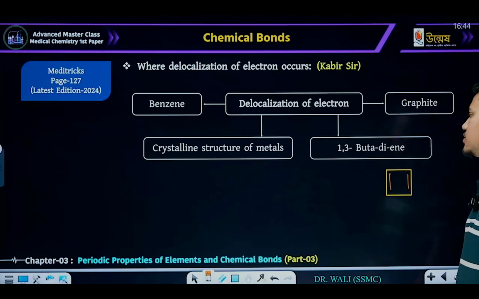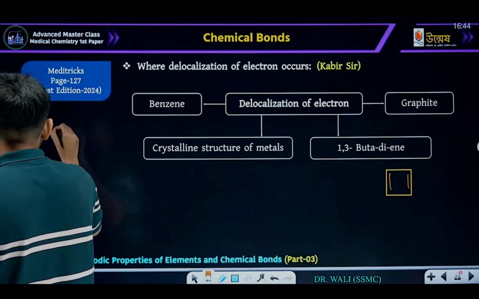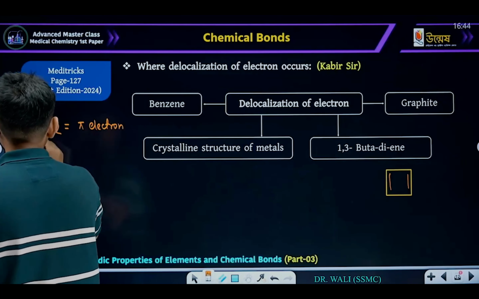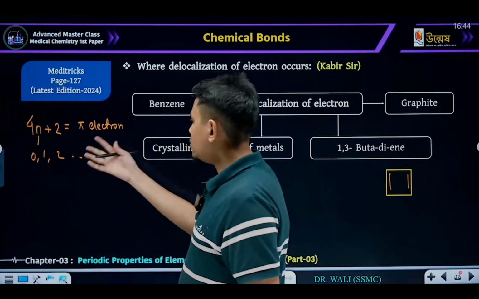Why is it not aromatic? Because it does not abide by Huckel's rule. All the aromatic compounds should follow Huckel's rule. What is Huckel's rule? Huckel's rule suggests that every aromatic compound should have 4n plus 2 pi electrons. And here, n should be equal to 0, 1, 2, which is a whole number. So 2 is a Huckel number, and 4 is not, right?